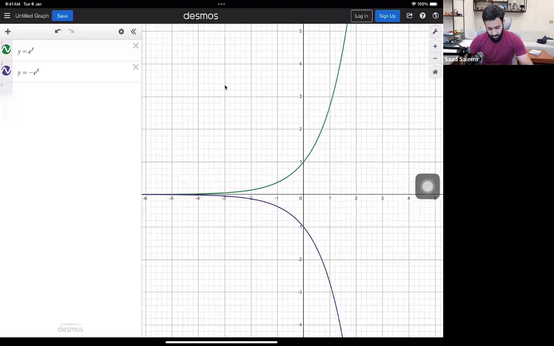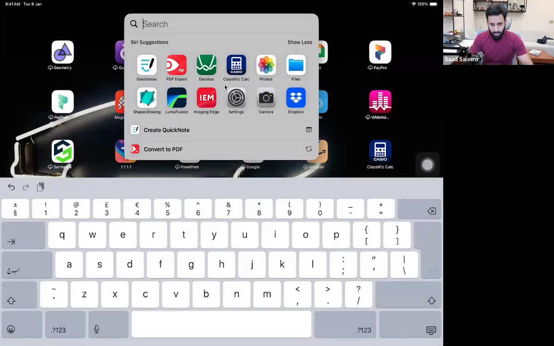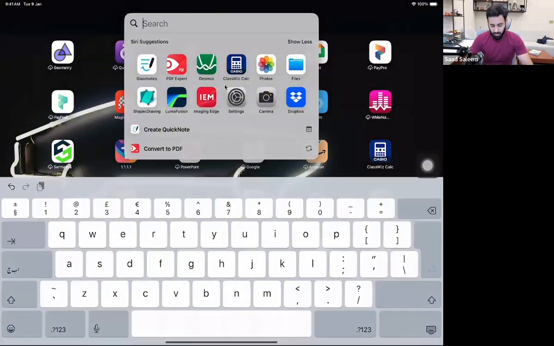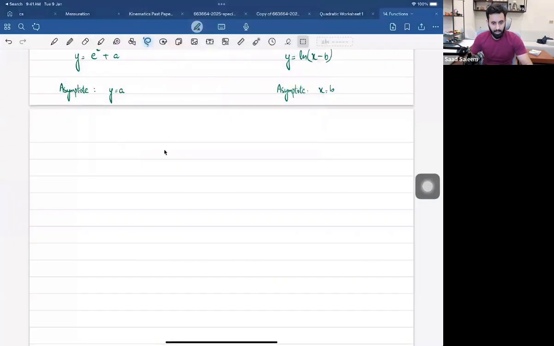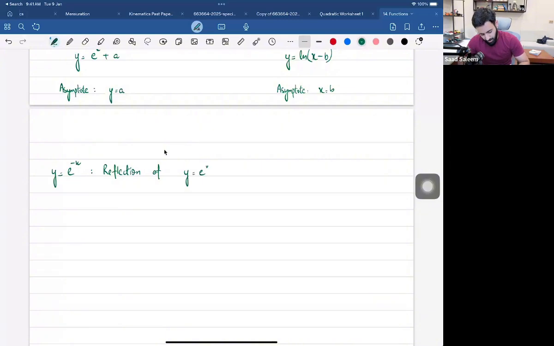Okay, so remember these rules: if the power is multiplied by minus, it's going to be a reflection along the y-axis. If the entire function is being multiplied by minus, that means it's going to be a reflection along the x-axis. Okay, so I can make a general rule for it if you want. If let's say you have y equals e raised to the power minus x, then this will be a reflection of y equals e power x along the y-axis.